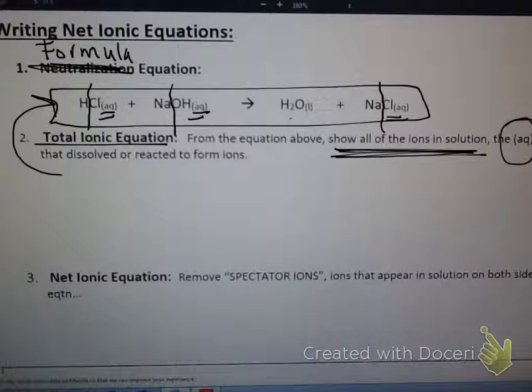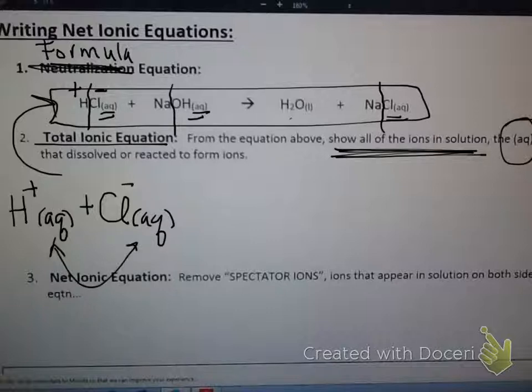Every time you have an aqueous compound, you're going to write the cation and the anion separately, because in solution they're dissociated from one another, right? So we're going to write the total ionic equation. Instead of writing hydrogen chloride or HCl, we're going to write the hydrogen ion. Remember, hydrogen is in group 1A on the periodic table, so it has a +1 charge. Chlorine is in group 7A, so its ion has a -1 charge. So I'm going to write the charges of the ions. Aqueous meant that it was dissolved in ions, so I'm going to write the hydrogen ion separate from the chloride ion, and I'm going to maintain that they're both aqueous because they're both still dissolved in water.